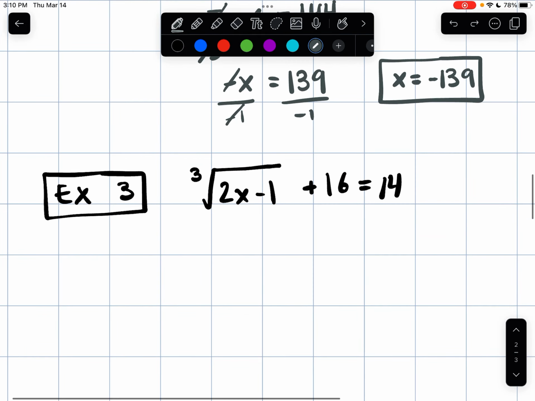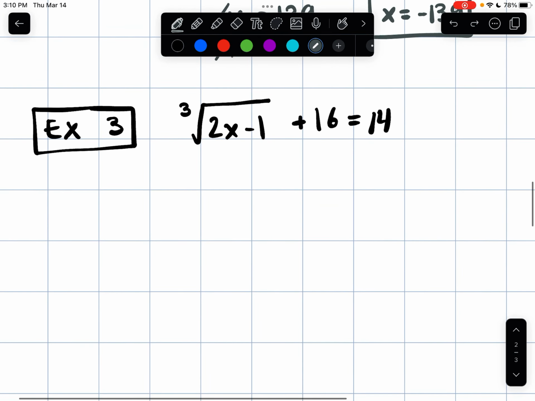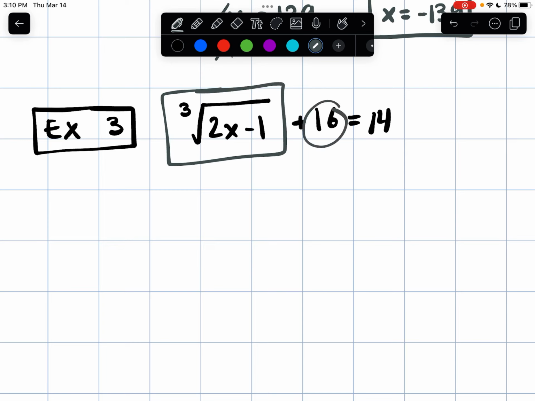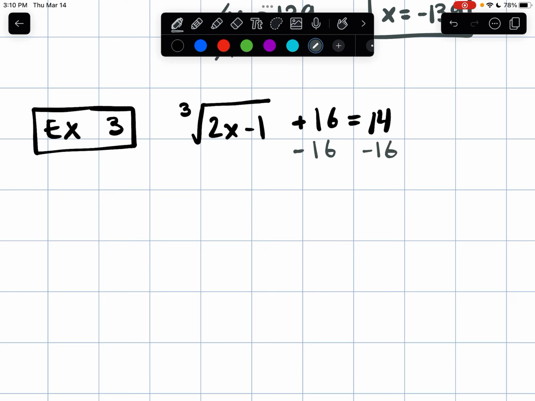Now we've got example 3, and here we have a cube root. So not a square root anymore, but a cube root. First thing I want to do is, again, isolate this radical. So I'm going to have to move the 16 over to the right side. We're going to subtract the 16 on the left and on the right side. These will cancel out here. So now I have the cube root of 2x minus 1 equals negative 2.